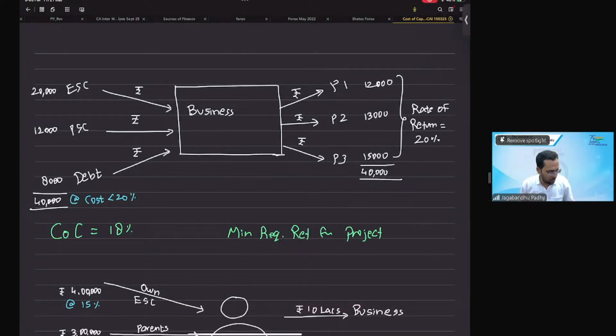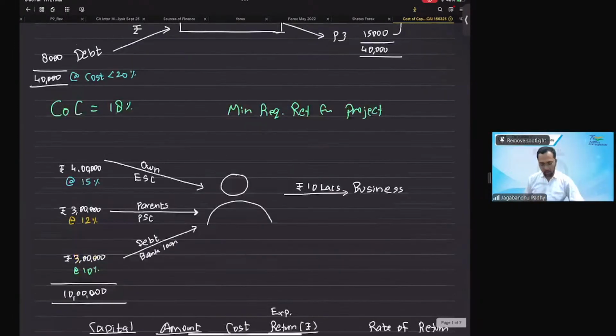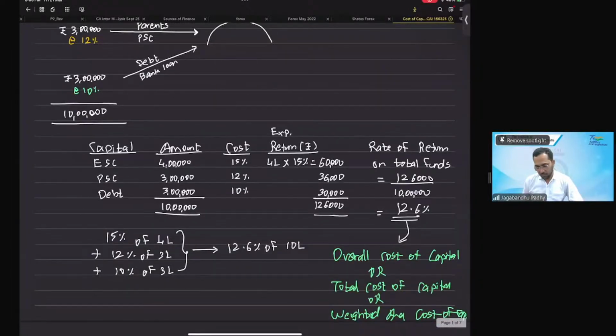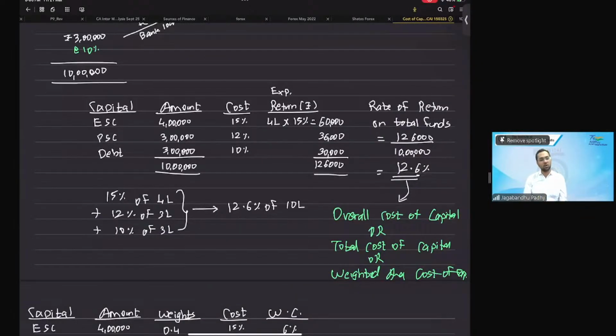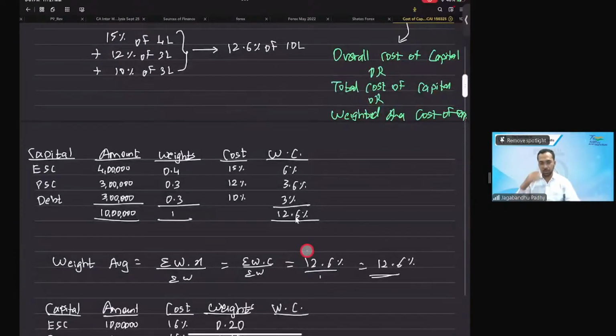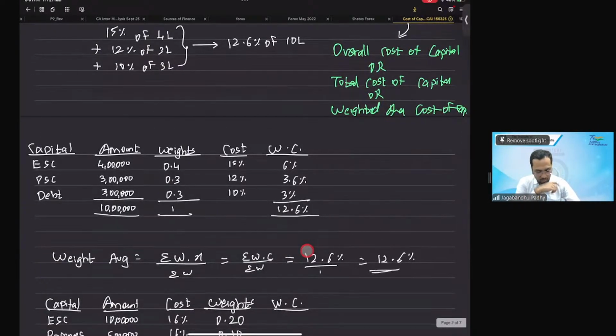Now, we were into the chapter of cost of capital, and we have discussed how to calculate weighted average cost of capital, or total cost of capital, or overall cost of capital, right? That was essentially calculated by taking weights based on the amount of investment. Those amounts were converted into weights, and then we simply took the total of the products, right?